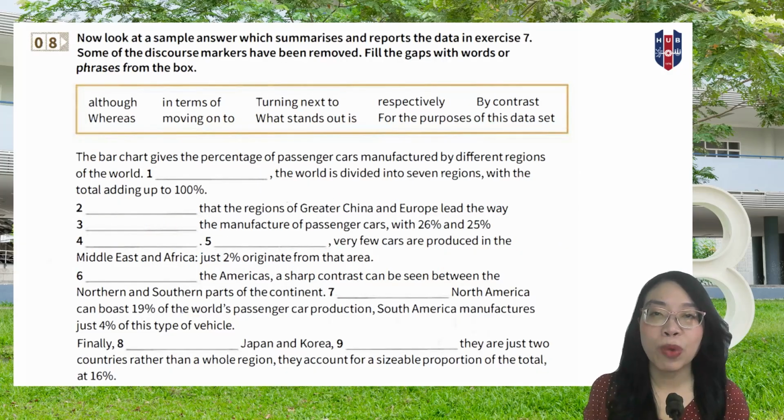Now, in order to practice these discourse markers or transition, let's take a look at exercise number 8. This is a sample answer which summarizes and reports the data in exercise number 7. Some of the discourse markers have been removed or gone missing. Can you fill in the gaps with the words from the box right here? I will wait for you.